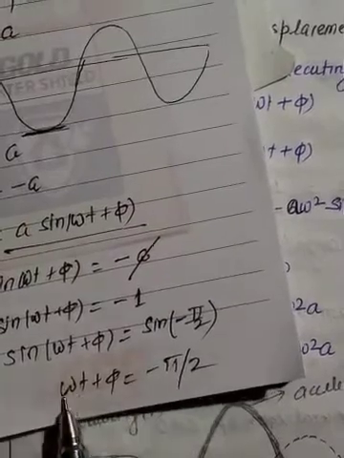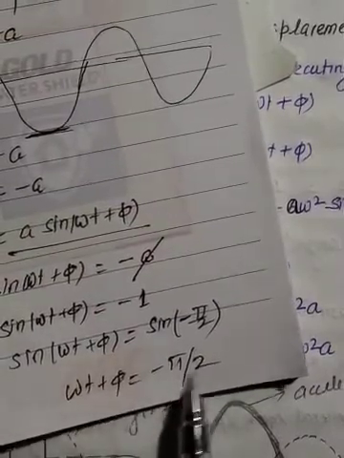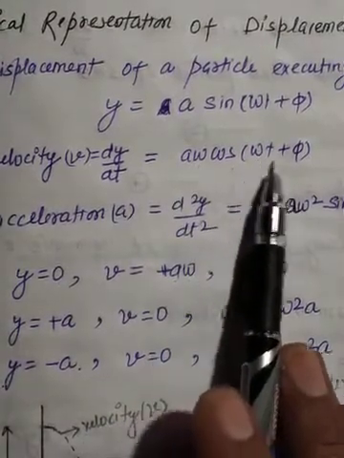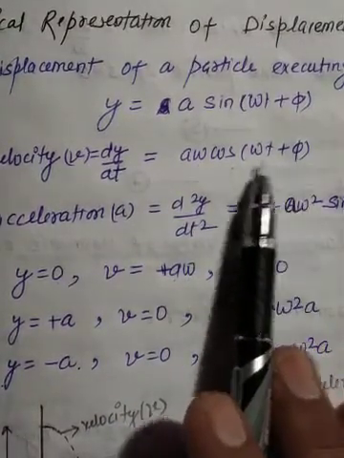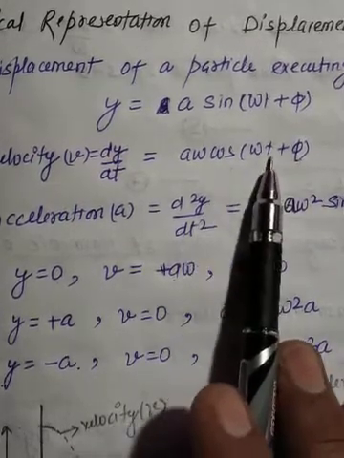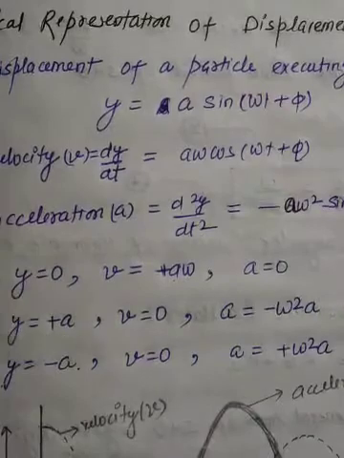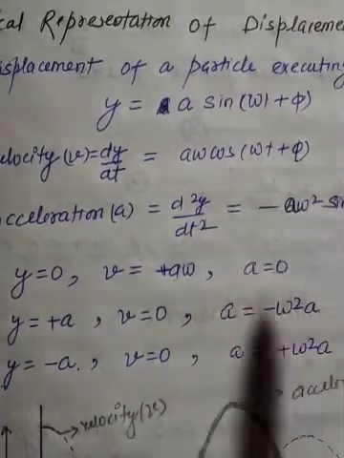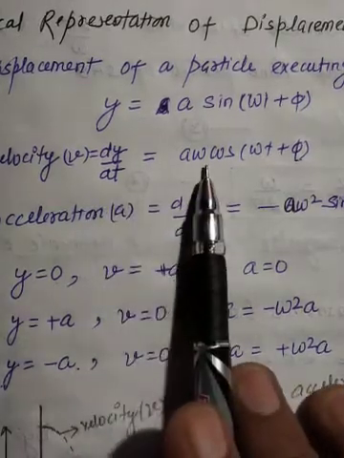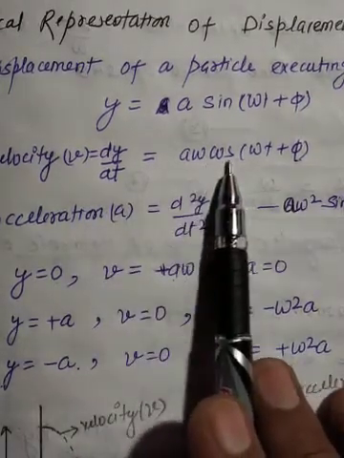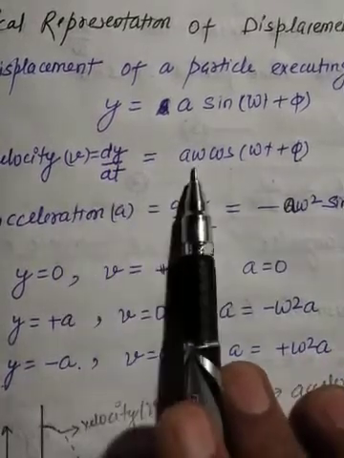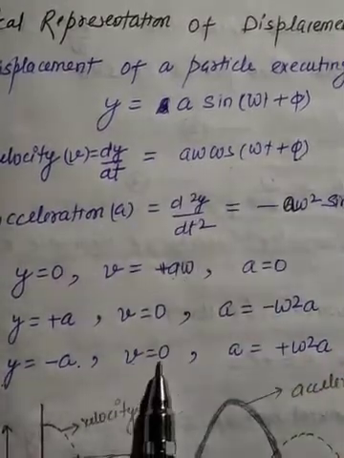Then put this result, omega t plus phi is equal to minus pi by 2, in this equation, a omega cos of omega t plus phi. Because omega t plus phi has the value minus pi by 2, cos pi by 2 is the same with either plus or minus sign, because cos does not absorb the minus sign. Then the velocity becomes a omega cos 90, but the value of cos 90 is 0, so the velocity becomes 0.